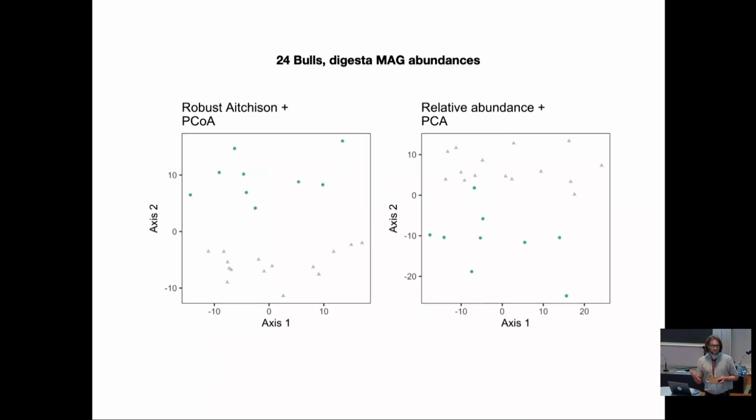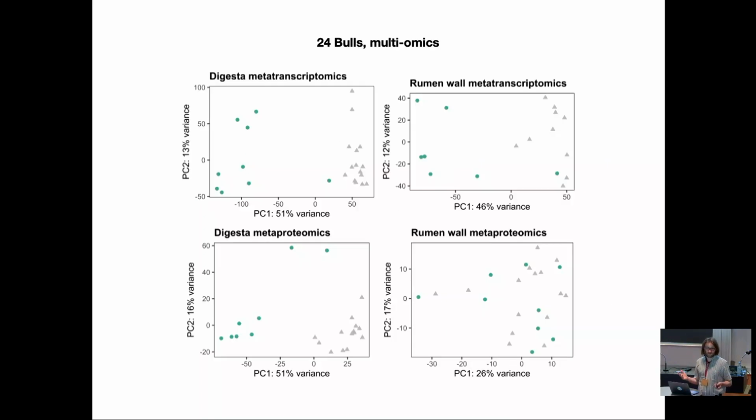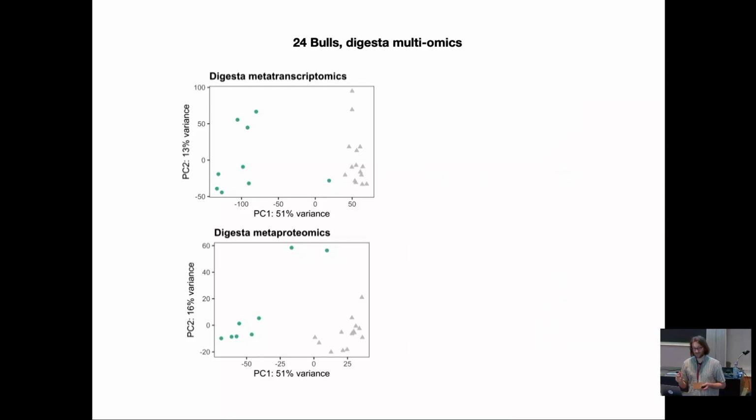What I showed up until now was 16S. So what about the mags of the microbes? Guess what? We still see the split clearly. And stepping further into our multi-omics dataset, digester metatranscriptomics, rumen wall epithelium metatranscriptomics, digester metaproteomics, and rumen wall metaproteomics, we see strong signs of the split, at least in the metatranscriptomics and metaproteomics of the digester.